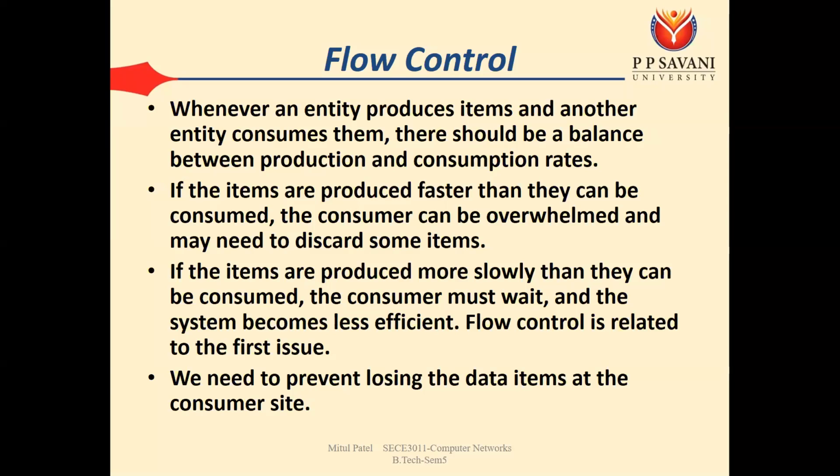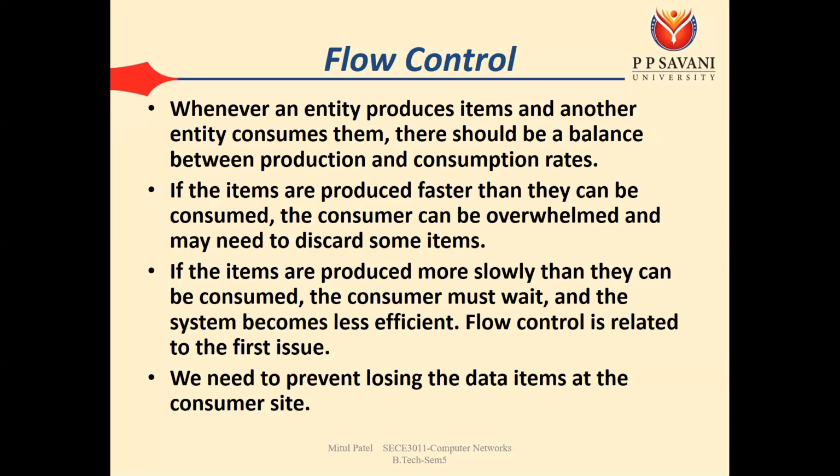Okay, that means we can say that the receiver speed or consumer speed is more than the producer speed. Then what is the problem? The receiver will process 10 items in 1 second, and for the remaining 5, it will be idle.